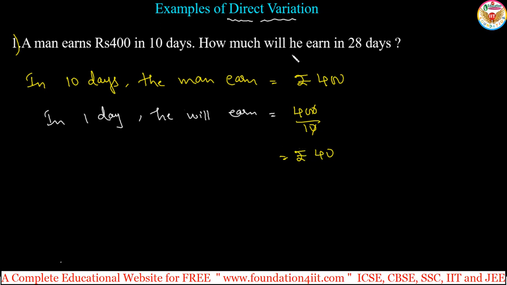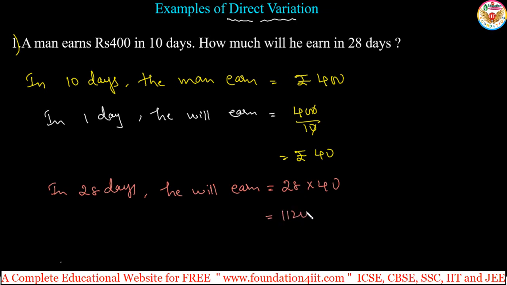Now the question is how much he will earn in 28 days. In one day we got 40 rupees. So in 28 days he will earn 28 times 40, because 40 rupees is per day, for 28 days. So it is 28 into 40, which is 1120. 1120 rupees is what he gets for 28 days. Now for the same direct variation, let us do an alternate method.